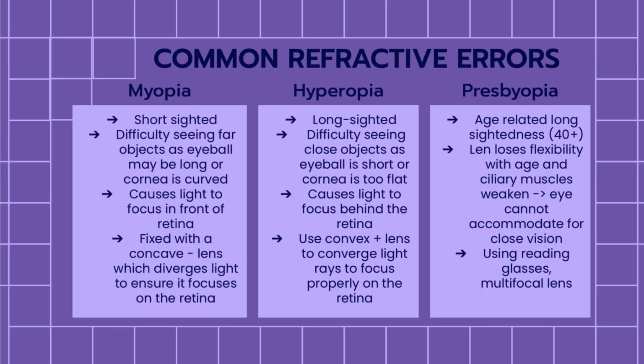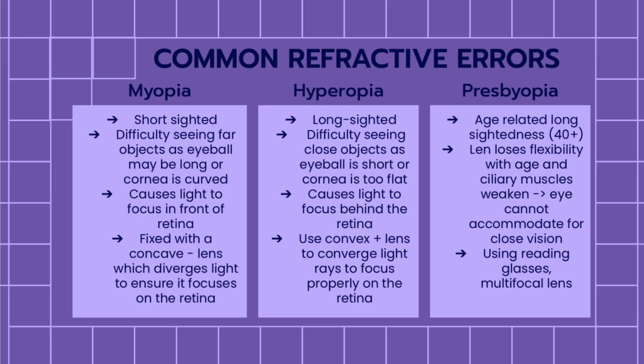Myopia is a medical term for short-sightedness, where people have difficulty seeing further objects as the eyeball may be too long or the cornea is too curved, which causes the light to focus in front of the retina. This can be fixed with a concave lens, which diverges light to ensure that it focuses on the retina.